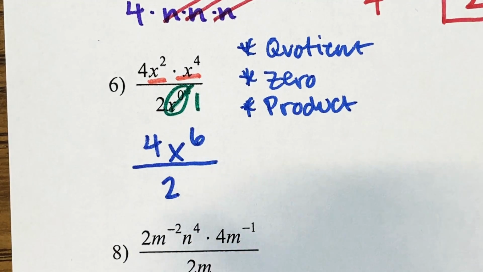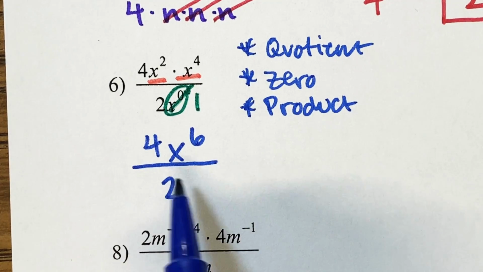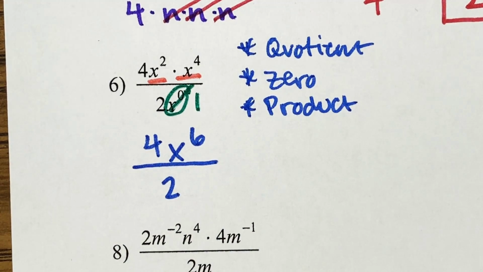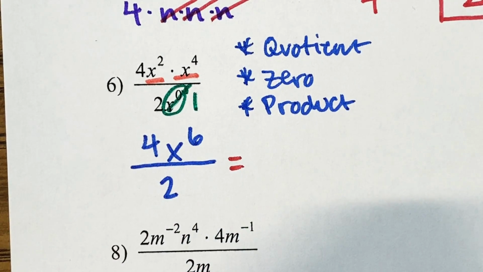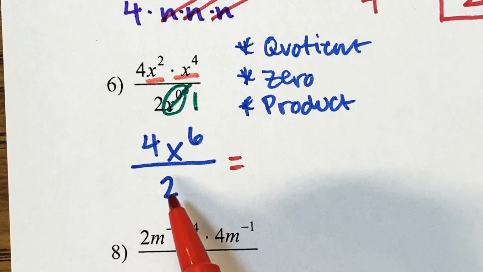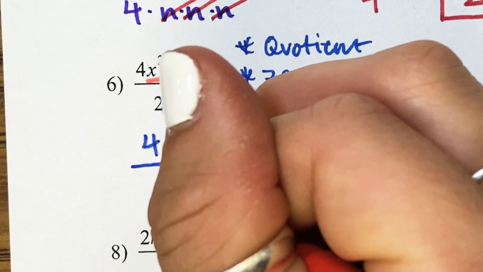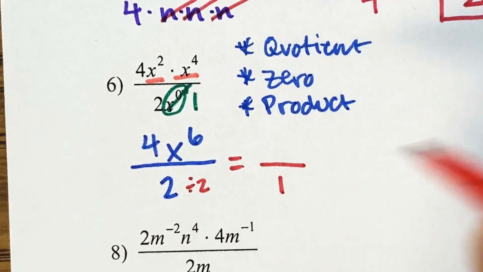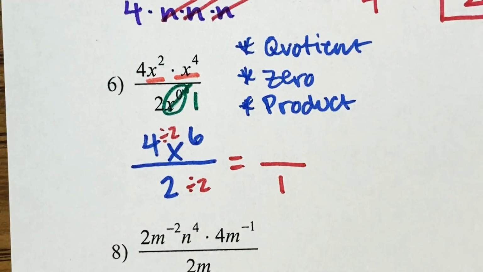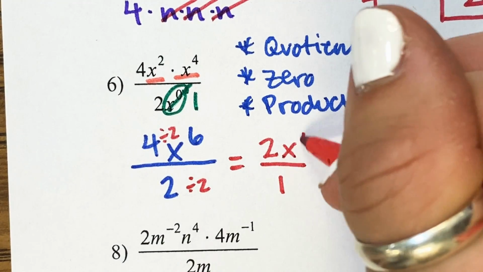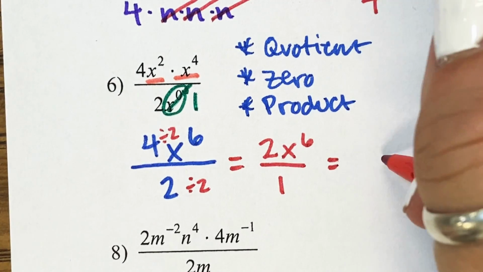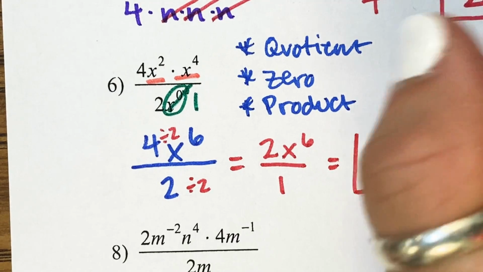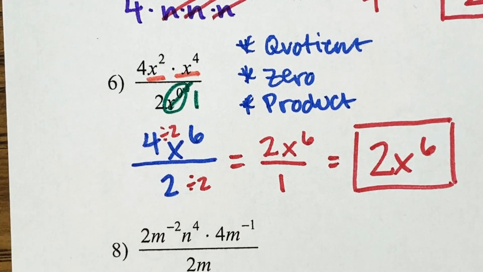Okay, are we simplified? No, we are not. Okay, look at 4 and 2. Look at my coefficients. Is there a number, remember, that goes into both 2 and 4? Yep, it's 2, right? So what's 2 divided by 2? Right, we're going to just reduce it. That's 1. Okay, what's 4 divided by 2? That's 2. Okay, that x to the 6 stays the same. When the 1 is on bottom, do we have to write it? Nope, we do not. So this final answer is 2x to the 6th. Great job.